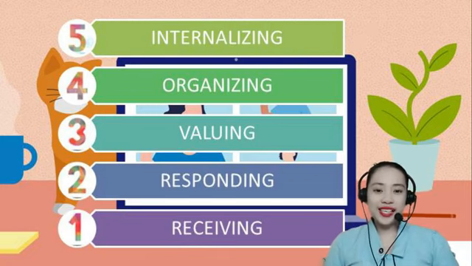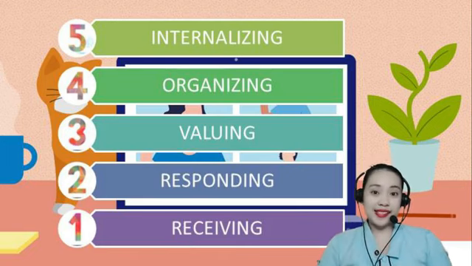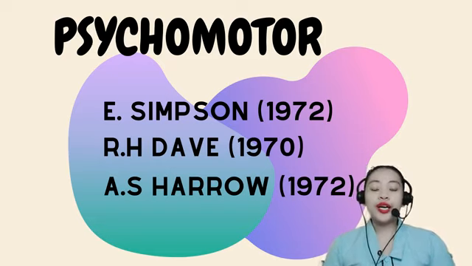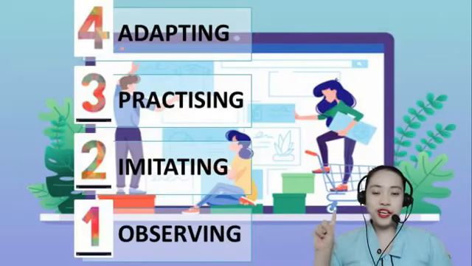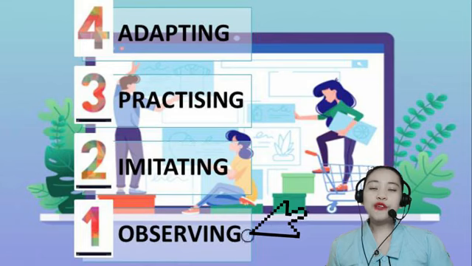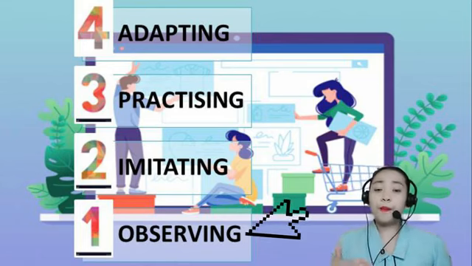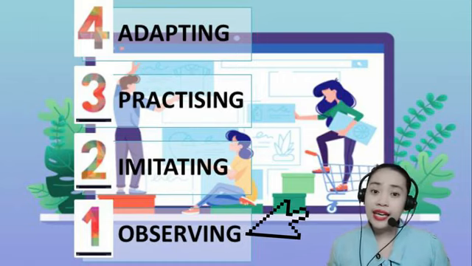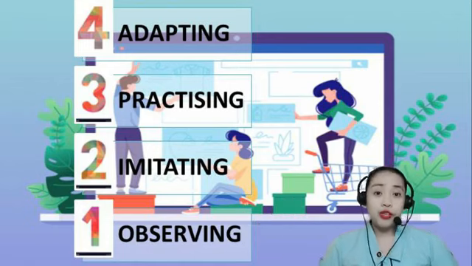Now, let's proceed to the third domain or the last, which is the psychomotor or skills. E. Simpson, Dave, and A.S. Harrow introduced 4 levels for the psychomotor domain. These are first level, observing. Active mental attending of a physical event, the learner watches a more experienced person. Other mental activities such as reading may be part of the observation process. So merely in this level, the learner is only observing.